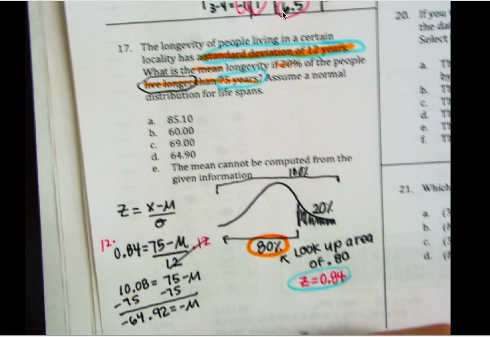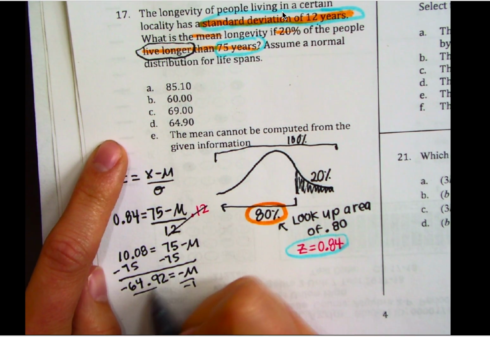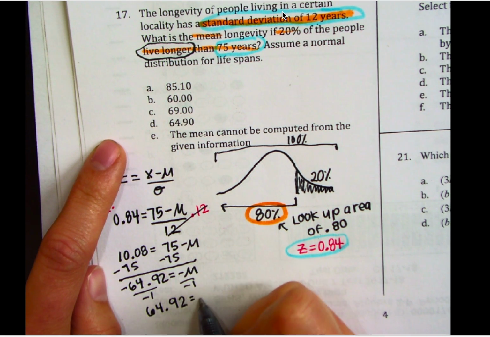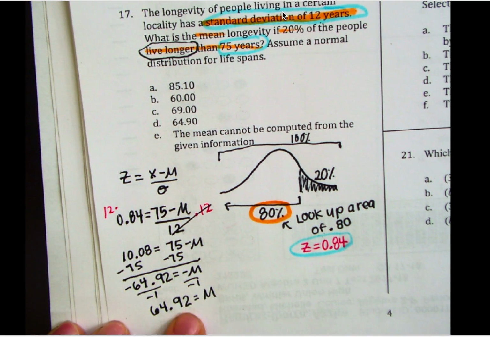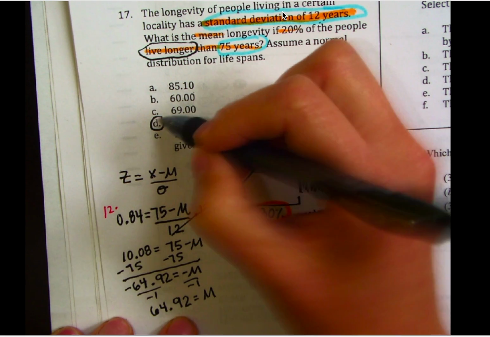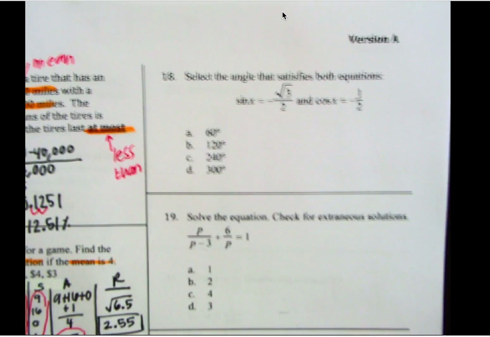And the last step would be to divide both sides by negative 1. So my answer is 64.92 for my mean. So that would be that average age. So right here, 64.9 would be our answer. Okay, number 18, review of trig.